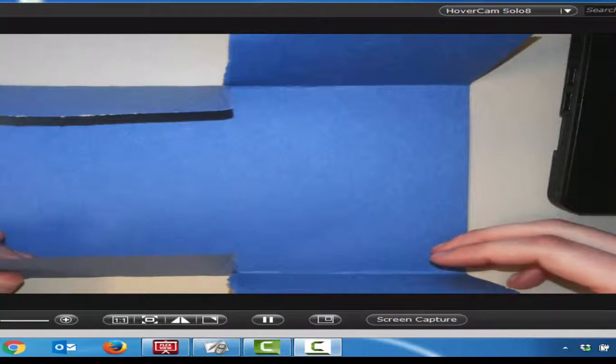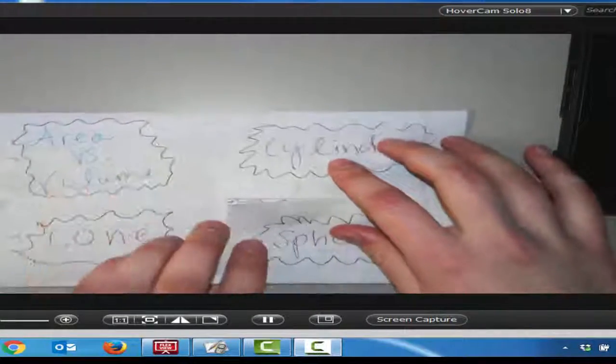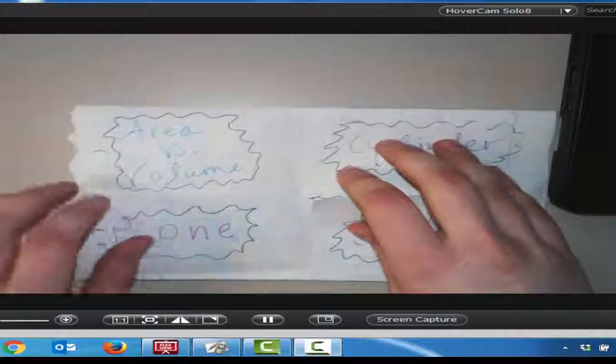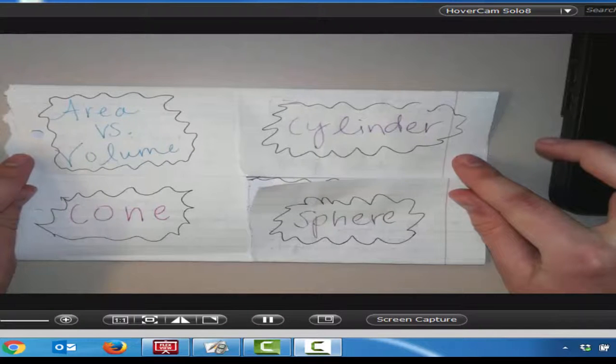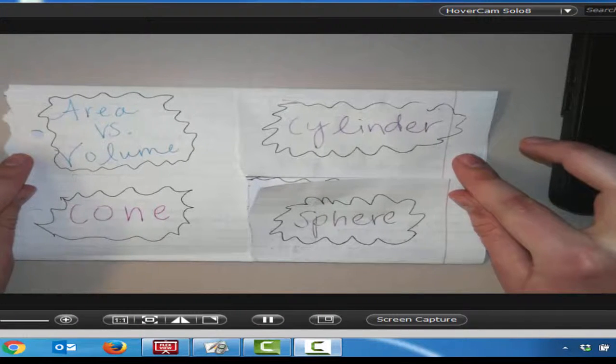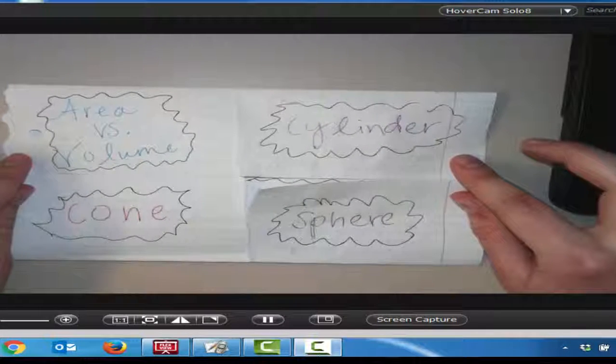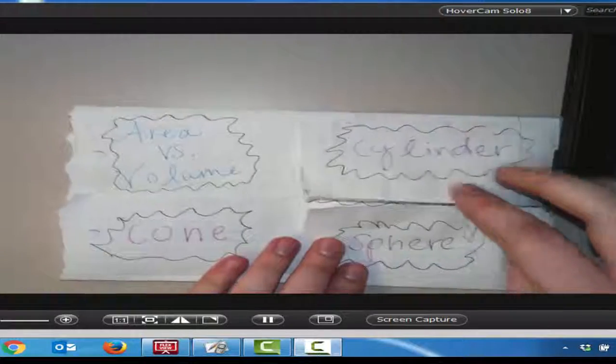Alright, so now that I have my folds, I actually cheated. I went ahead and made one before I took this video. We're going to work on this first one, area versus volume. But we have 4 sections to cover: area versus volume, cylinders, cone, and spheres. Let's take a look at this first one.